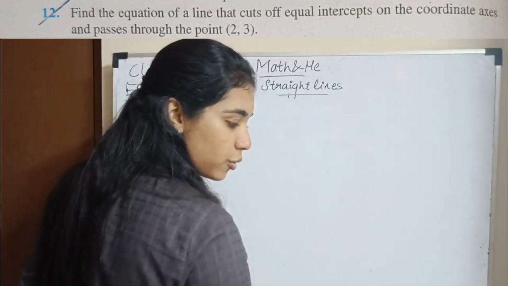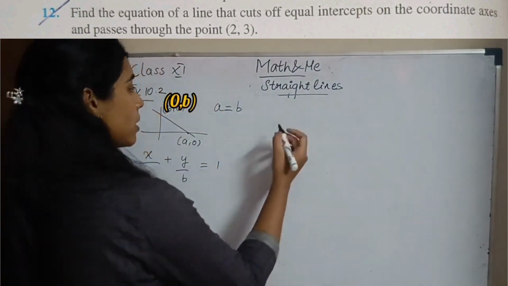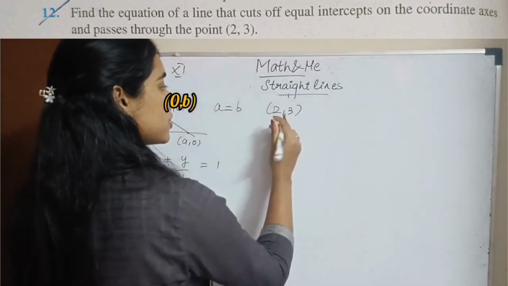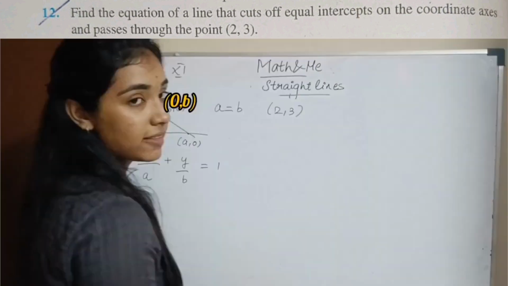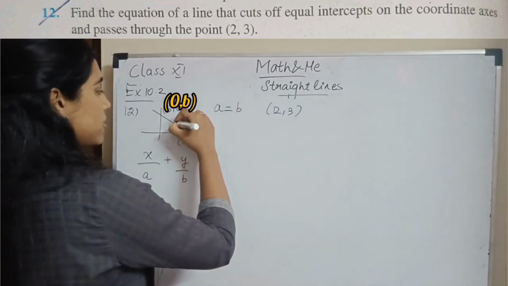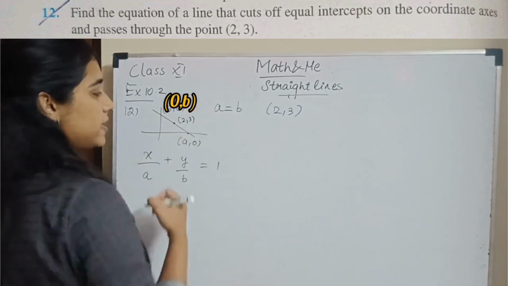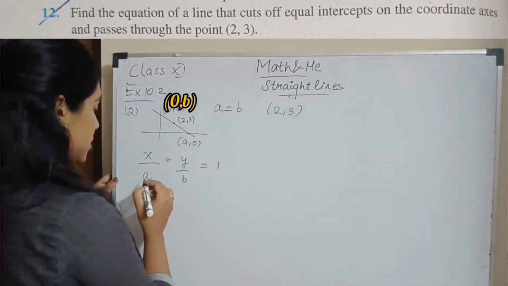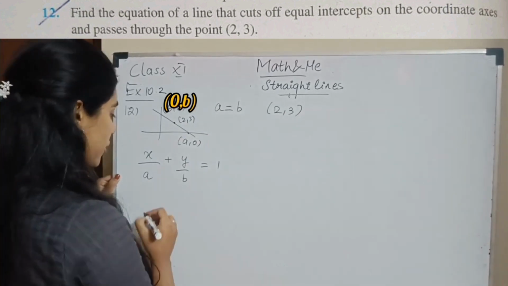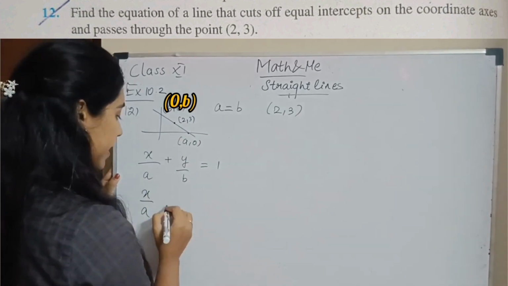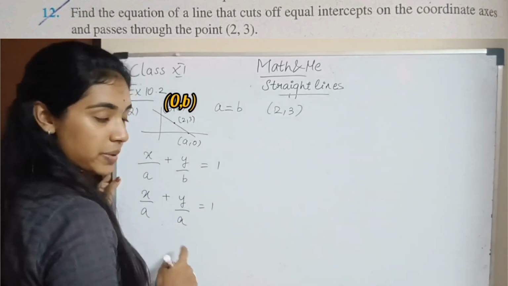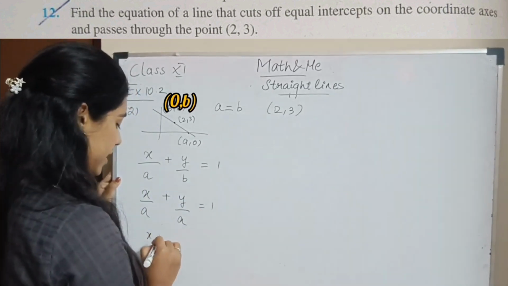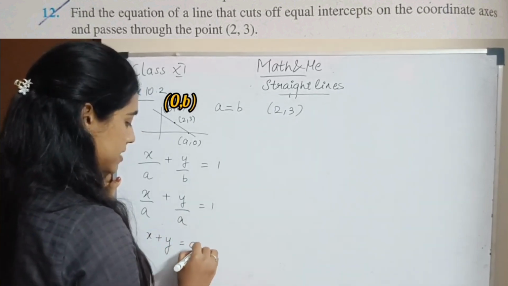And the question is not yet over. It passes through the point 2, 3. So this particular line passes through the point 2, 3 in the equation of this line. So here somewhere 2, 3 lies on the line. So when you try to simplify this, what do you get? X divided by a plus y divided by a equals 1. When I try to take the LCM, what do I have? X plus y equals a.